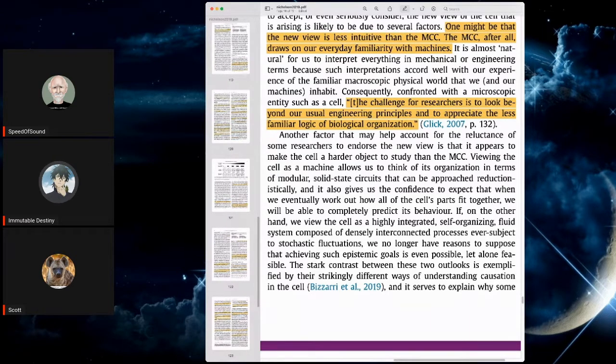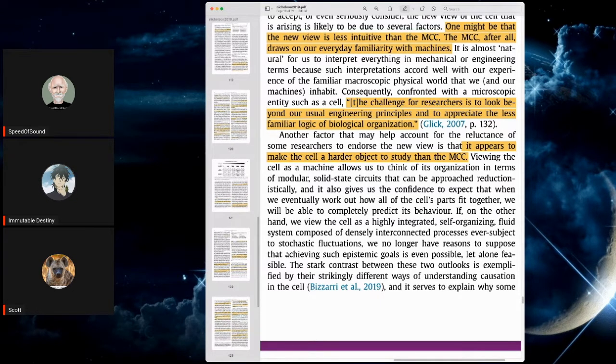Another factor that may help account for the reluctance of some researchers to endorse the new view is that it appears to make the cell a harder object to study than the MCC. Viewing the cell as a machine allows us to think of its organization in terms of modular, solid-state circuits that can be approached reductionistically, and it also gives us the confidence to expect that when we eventually work out how well all the cell's parts fit together, we will be able to completely predict its behavior.